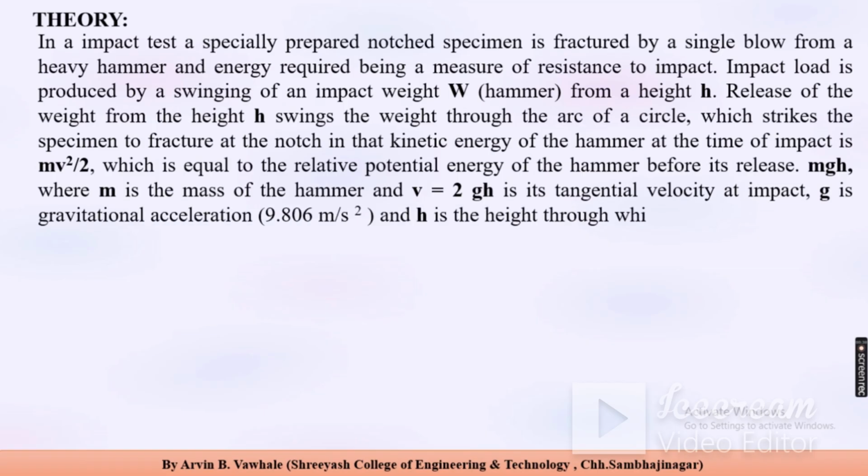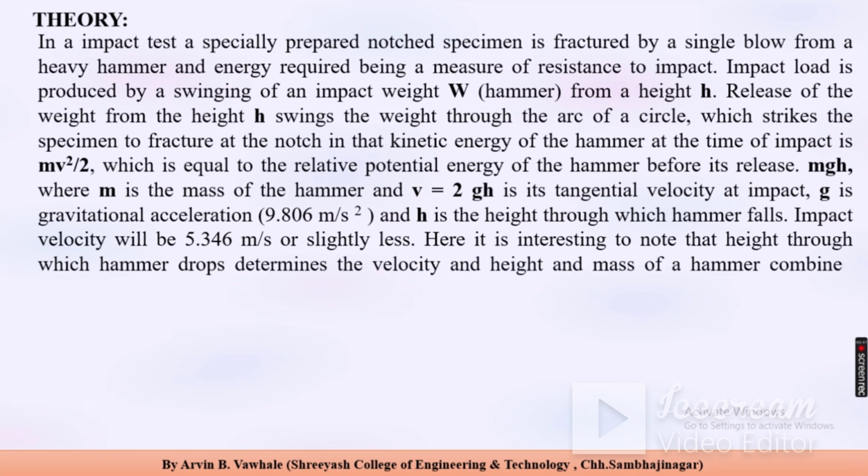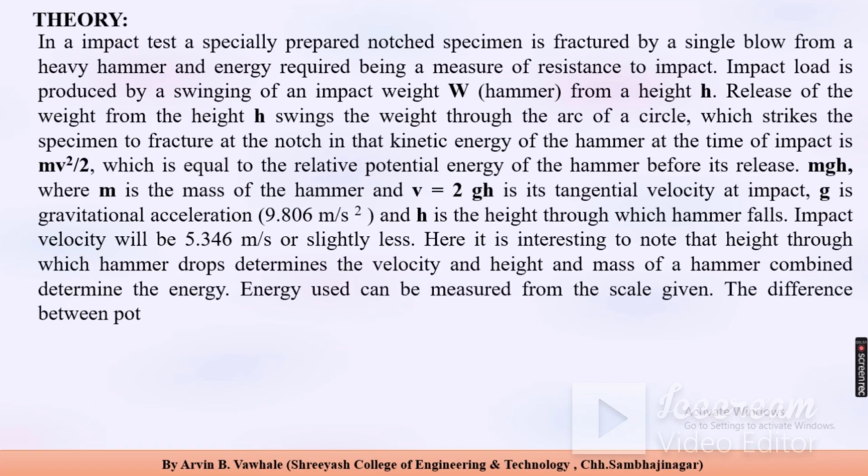to fracture it at the notch. The kinetic energy of the hammer at the time of impact is mv squared divided by 2, which is equal to the potential energy of the hammer before its release, where m is the mass of the hammer and v equals root 2gh is its tangential velocity at impact. g is gravitational acceleration, 9.806 m/s squared, and h is the height through which the hammer falls. Impact velocity will be 5.346 m/s or slightly less.